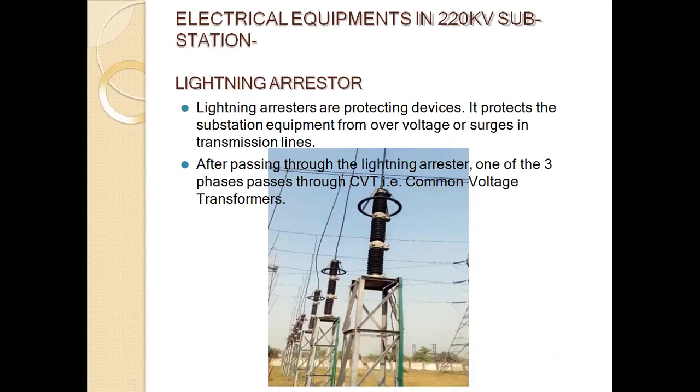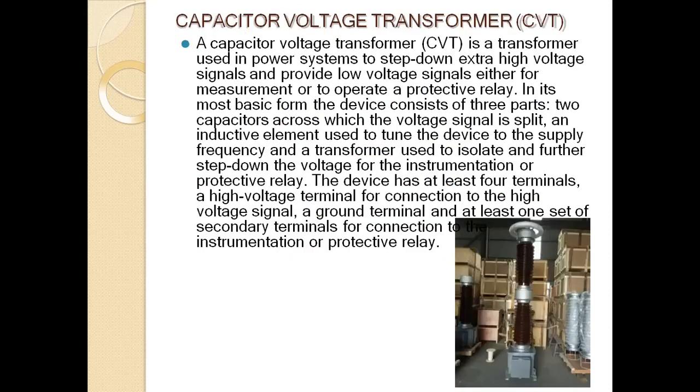Lightning arresters. Lightning arresters are a protective device. It protects the substation equipment from overvoltage or surge on transmission lines. Passing through the lightning arresters, one of the three phases passes through the CVT, capacitor voltage transformer, the common voltage transformer. This is a lightning arrester. The capacitor voltage transformer is a transformer used in power systems to step down extra high voltage signals and provide low voltage signals either for measurements or to operate the protective relay.